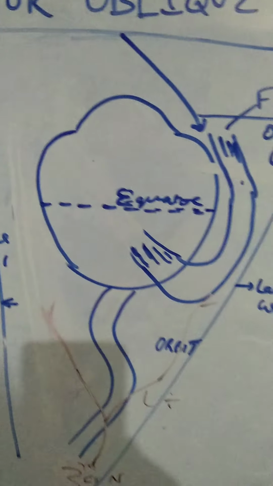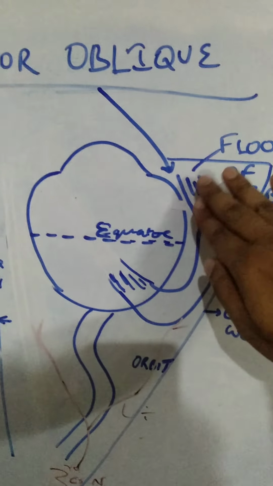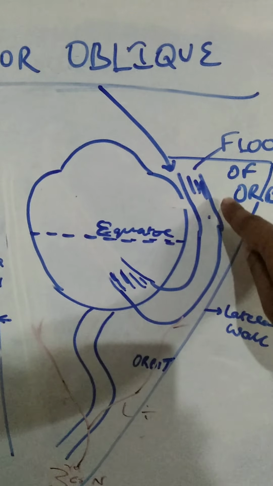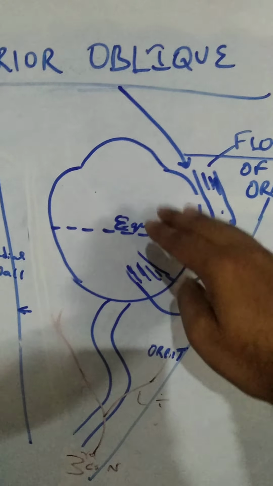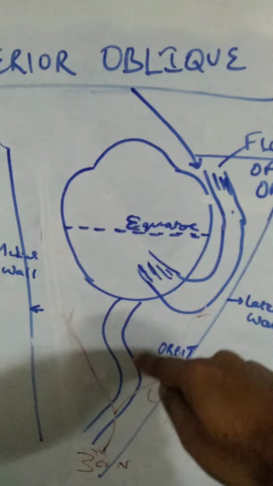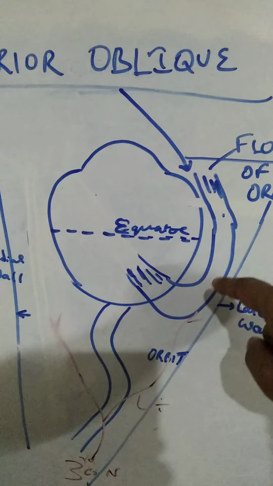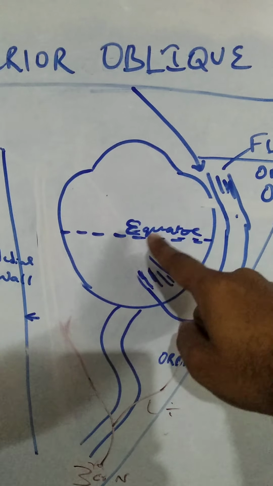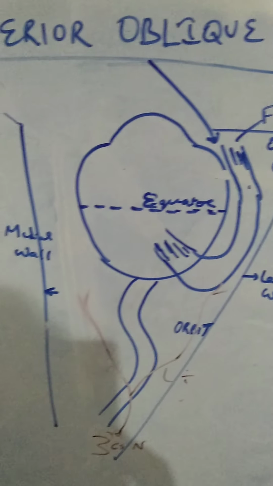So the origin of this muscle is from the floor of the orbit. You can see here the floor of the orbit. It will take origin, and the muscle goes backwards and laterally, then hooks around the eyeball. This is the eyeball, with the optic nerve; the eyeball is divided into two halves by the equator. This is hooking around that to get attached to the posterior lateral part of the sclera of the eyeball.